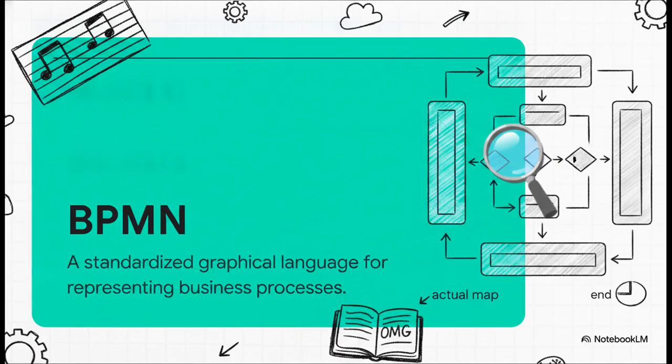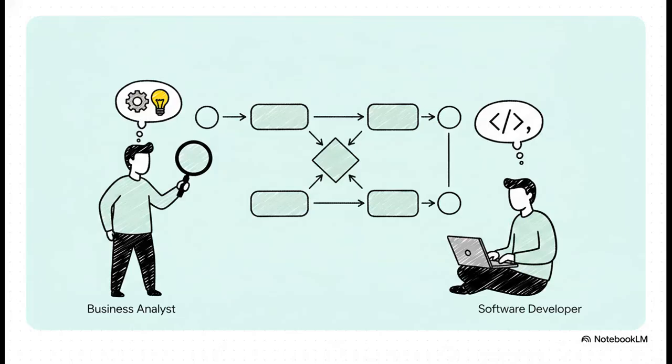BPMN is just the notation. It's the shared language, kind of like sheet music for an orchestra. The diagram you draw with it, that's the actual map. It's so much richer than a basic flowchart because it handles complex decisions, participants, and exceptions with absolute precision. And this brilliantly illustrates why BPMN is just such a game changer.